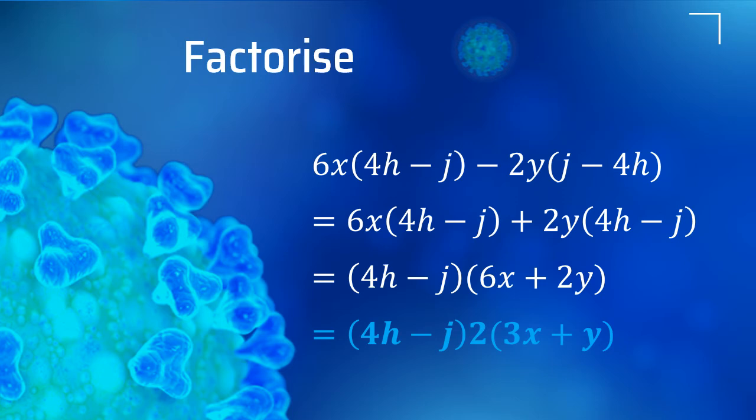Okay, and I suggest you put the single number in front. Like this: 2 in brackets for h minus j, in brackets 3x plus y. This is the final answer.